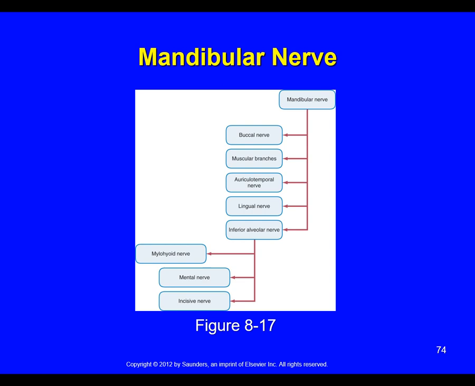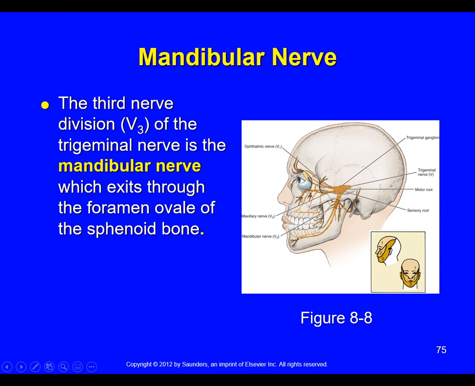So our V3, or our mandibular branch, is going to break off further into the buccal nerve, the muscular branches, the auriculotemporal nerve, the lingual nerve, and then the IA, or the inferior alveolar nerve. From the inferior alveolar, it's going to go further into the mylohyoid nerve branch, then the mental nerve, and then the incisive nerve. So this is the third division, the V3 division of cranial nerve number 5, the trigeminal nerve, and it exits through the foramen ovale of the sphenoid bone.